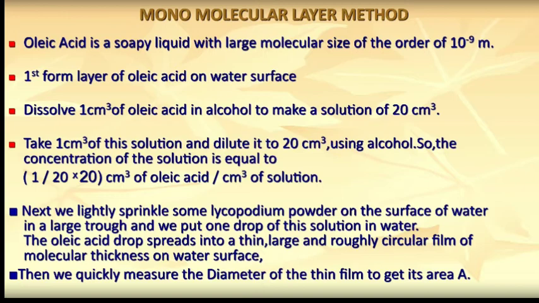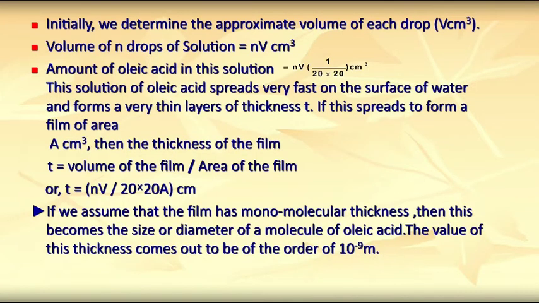Now let us see the calculation. In this calculation, initially we determine the approximate volume of each drop, that is V centimeter cube. Volume of small n drops of solution is small n into capital V centimeter cube. So the amount of oleic acid in this solution is equal to small n into V into 1 upon 20 by 20 centimeter cube. This solution of oleic acid spreads very fast on the surface of water and forms a very thin layer of thickness t.